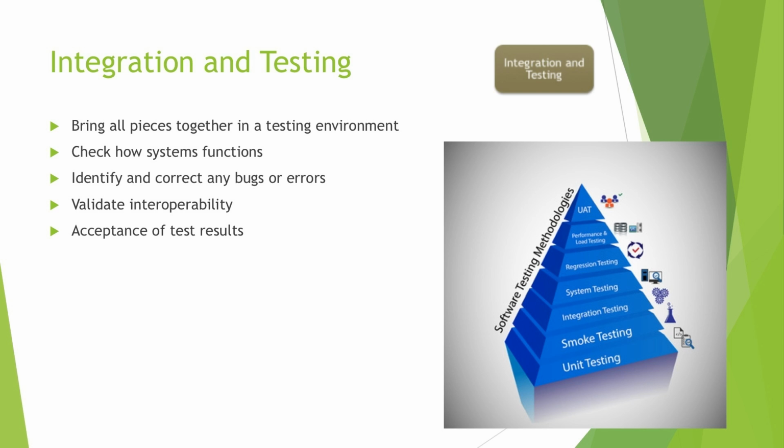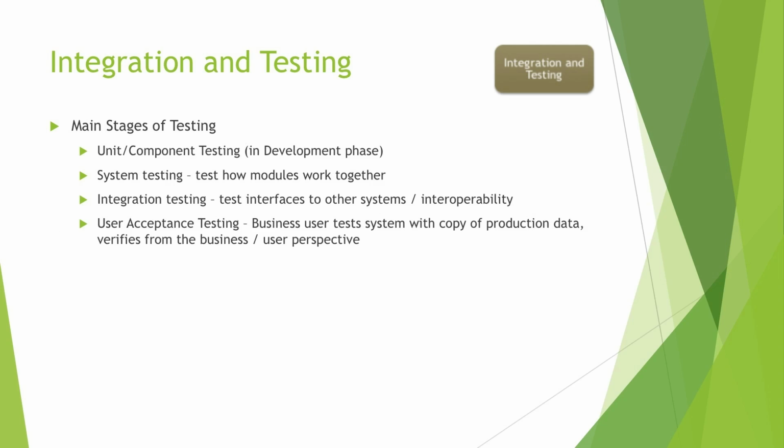As you can see from the diagram, there's a number of different types of testing: unit testing, smoke testing, integration, system, regression, performance and load, and UAT, which is user acceptance testing. We're going to talk in more detail about a number of these just to give you an idea of what these different types are. The main stages of testing are unit component, system, integration, and user acceptance.